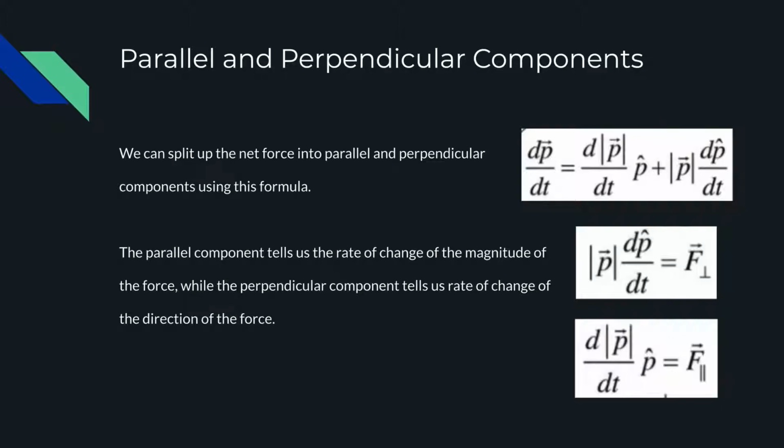And then we could also split up the net force into parallel and perpendicular components using this formula, which calculates the rate of change of momentum in the magnitude and direction. So the parallel component tells us the rate of change of the magnitude of the momentum, as we can see down here, and the perpendicular component tells us the rate of change of the direction of the momentum, as we can see here.